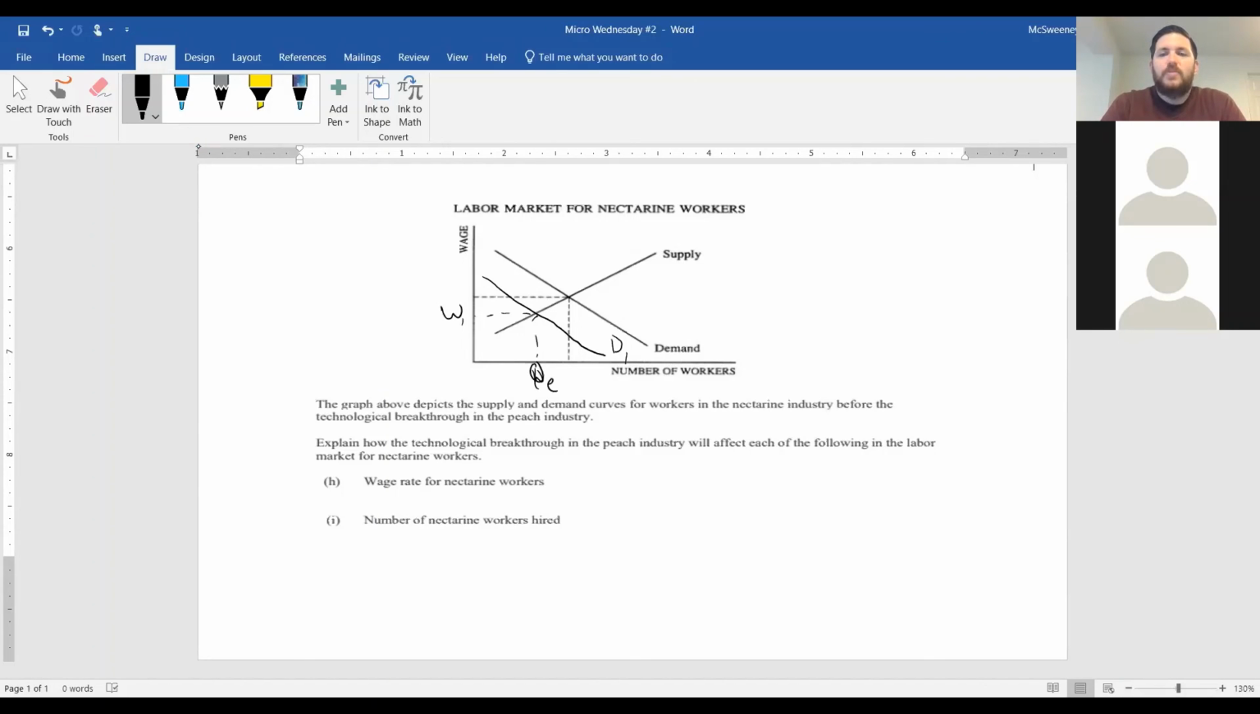Therefore, we'd hire fewer workers because the marginal resource cost at some point is going to be greater than the marginal revenue product as we hire more workers. So we'd hire fewer workers because our MRP is going to decrease as a result of the price of the good decreasing. That's it for these questions. If you have any questions, let me know.